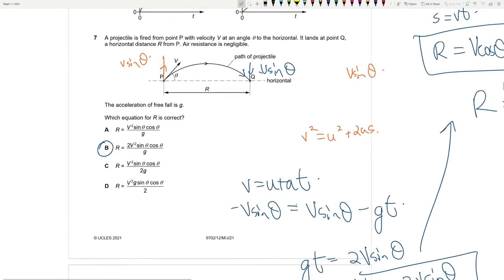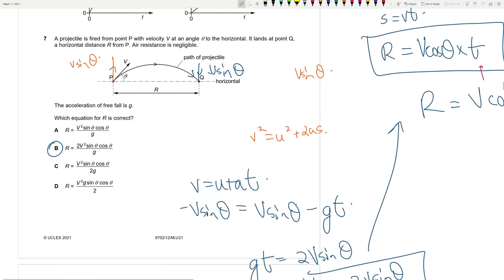Moving on to 7, a projectile is fired from point P with velocity v at an angle theta to the horizontal. It lands at point Q, a horizontal distance r from P. Air resistance is negligible. Which equation about r is correct? So basically guys, r is called the range of your particle. The range totally depends on the horizontal velocity. Understood? The horizontal component of velocity is always constant. You need to remember that, okay?